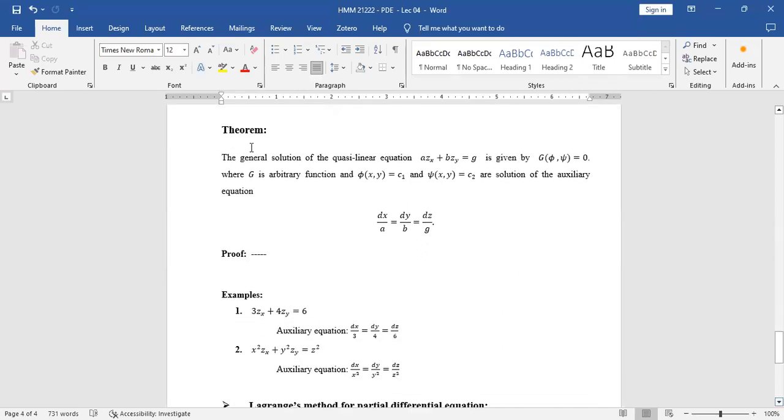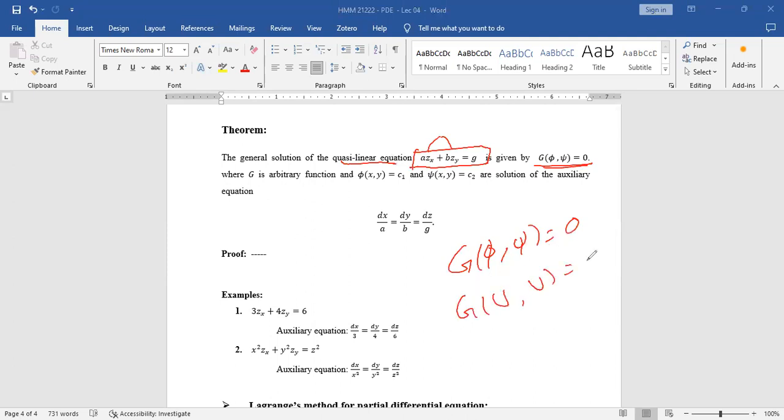Let's see one of the theorems to solve this kind of quasi-linear equation. The general solution of the quasi-linear equation a zx plus b zy equal to g, where we are taking only two variables, is given by: the general solution can be written as phi, chi equal to 0. Some books use u and v, or some other variables, but I'm going to choose phi and chi.